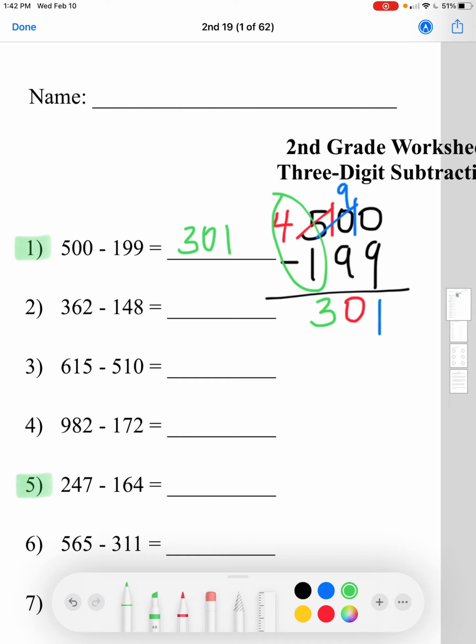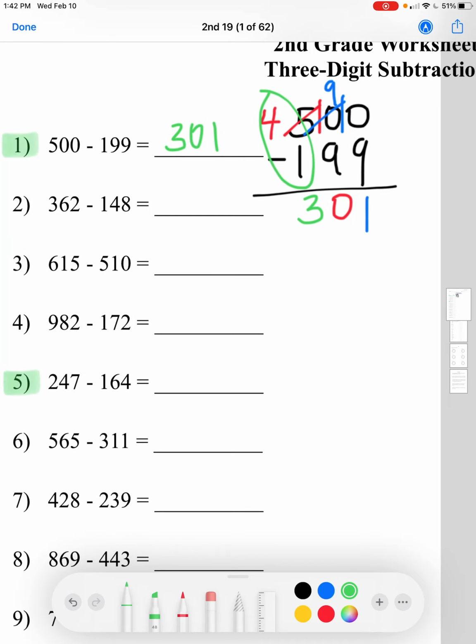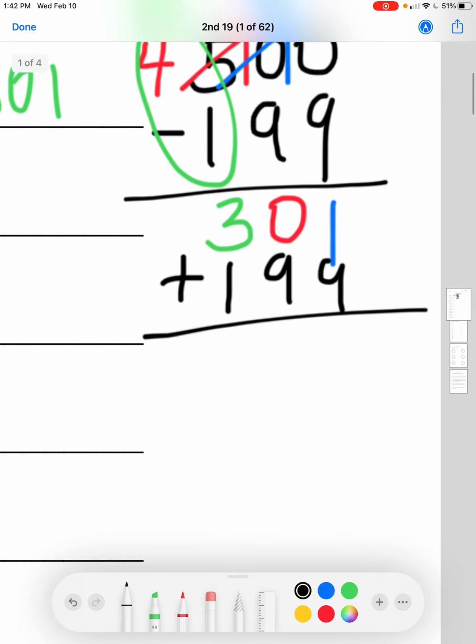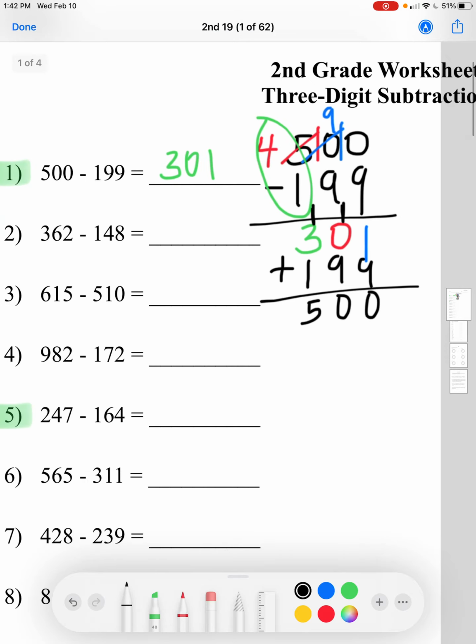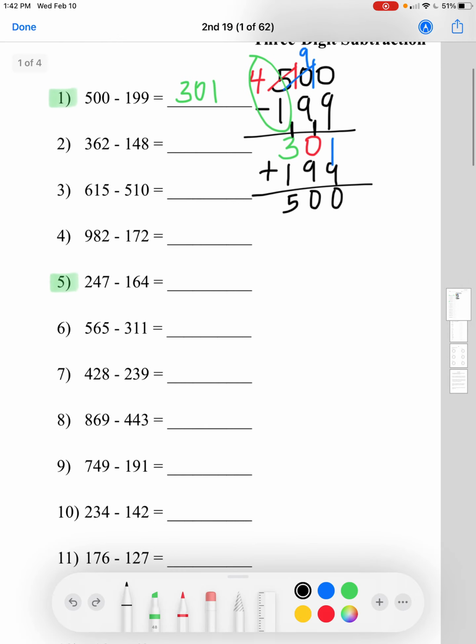If you want to check your answer to make sure you did it correctly, you can add these two numbers together. So let's try that really quickly. So in the ones place, we have 1 plus 9, which equals 10. So we'll regroup. Then we have 1 plus 9 again, which equals 10. Regroup again. Now we have 1 plus 3, which equals 4. 4 plus 1 equals 5. And we do get the same answer as the number we started with, so we did the question correctly.